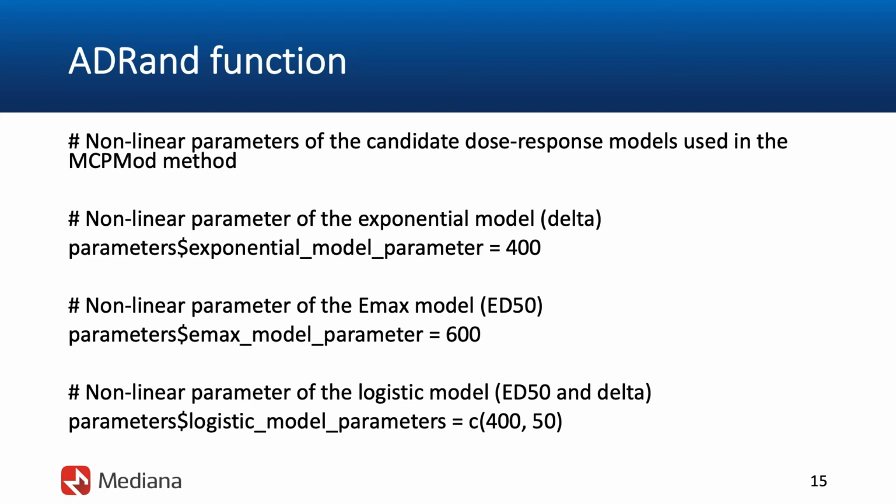And finally, the last model to be included in this specification is a logistic model. And this one has 4 different parameters. There are 2 linear parameters and 2 nonlinear parameters. So those nonlinear parameters need to be explicitly specified here. They are the ED50 and delta parameter. The ED50 is set to 400. That's again the dose where half of the effect is expected to be realized, and then delta is set to 50, which is yet another parameter that describes the shape of this complex logistic dose-response model.